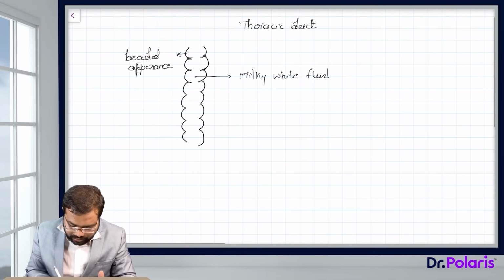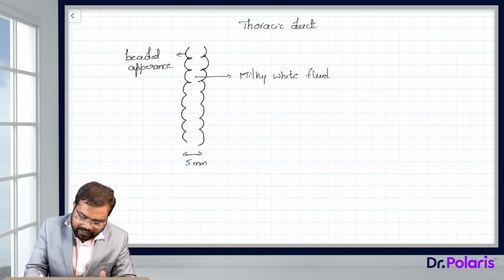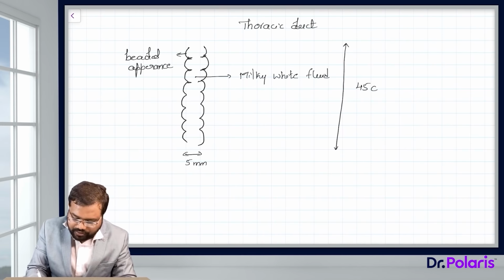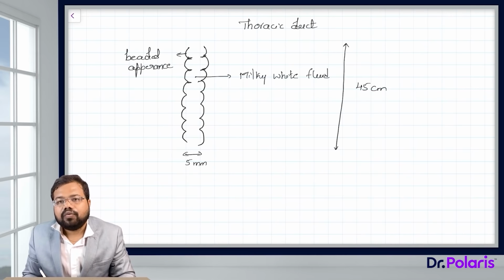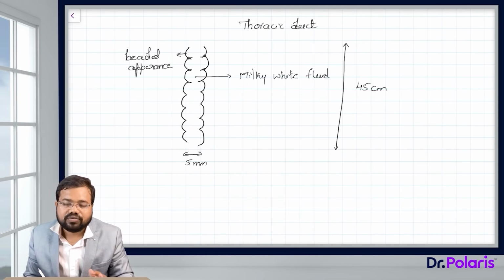The lumen diameter is approximately 5 millimeters, and the entire length of it is 45 centimeters. We will discuss from where to where, the vertebral level at which it originates and where it ends. All these things we will discuss.